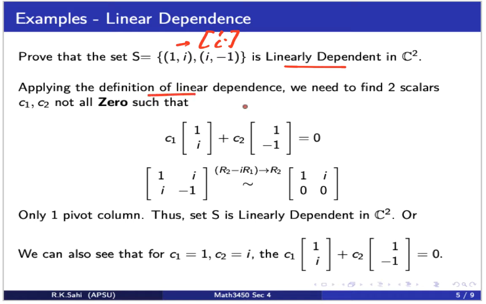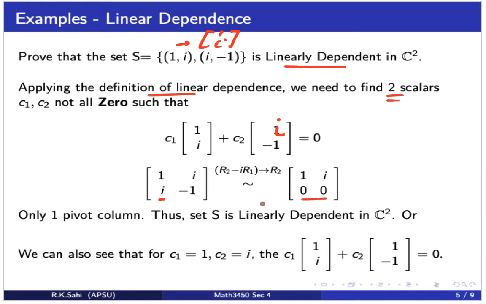So according to the definition of linear dependence, we need to find two scalars, C1 and C2, not all 0, such that C1 multiplied by (1, i) plus C2 multiplied by (i, -1) equals 0. So what we do, as we have been doing previously, is if you want to find the scalars C1 and C2, we take the vectors (1, i) and (i, -1), put them in a matrix and apply the row reduction algorithm. And when you do that, I apply the elementary operation R2 minus i times R1, because remember, I want to make this entry 0. So you have to multiply the top row by i, and the result goes in row 2. When you do that, what do you get?